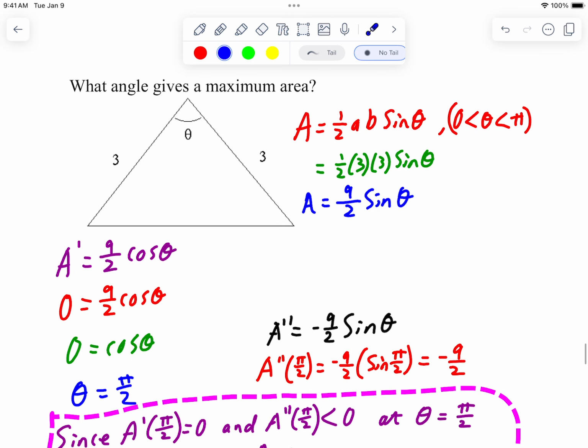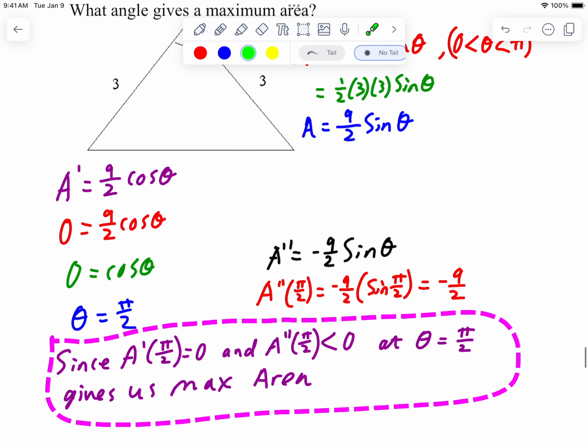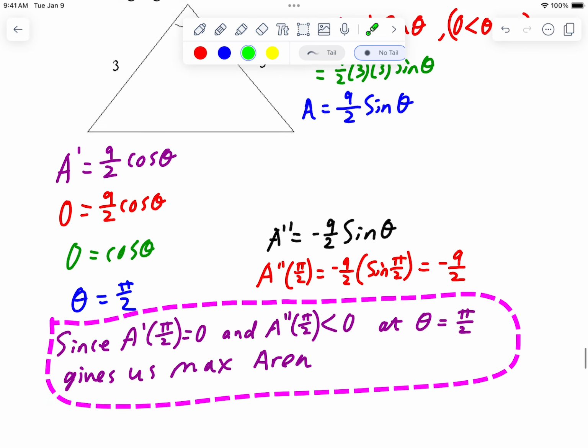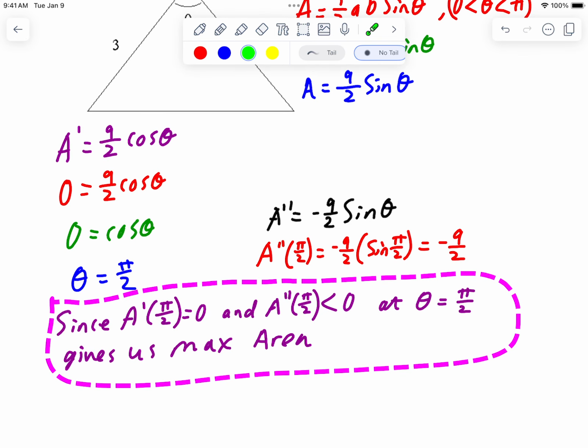Now we want to use calculus, so we do the derivative. What's the derivative of 9/2 sine theta? It's 9/2 cosine theta. Set this equal to 0. Find our critical values. The only critical value within the interval that is not specified, but we need to think about, is going to be pi halves.